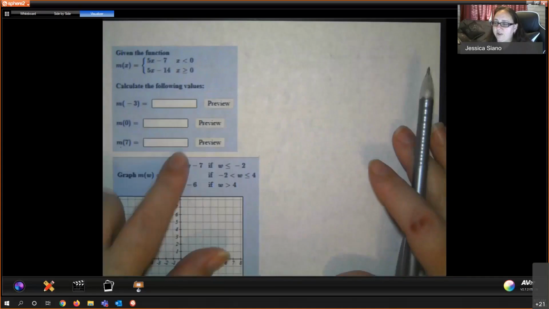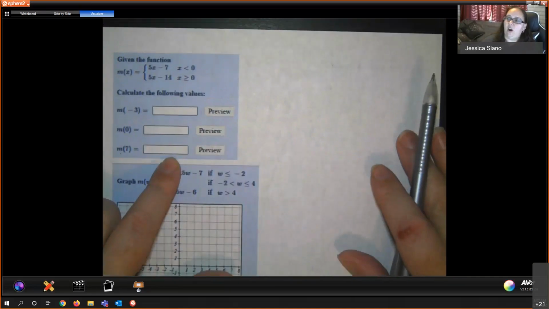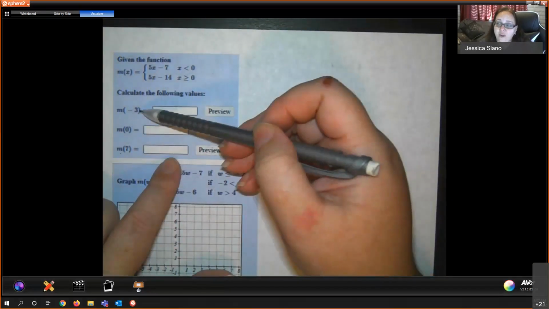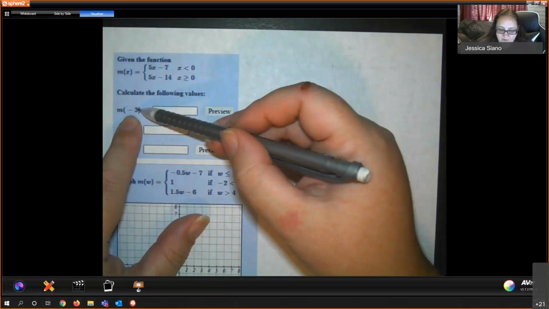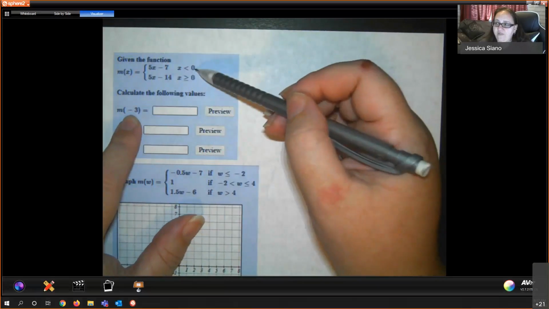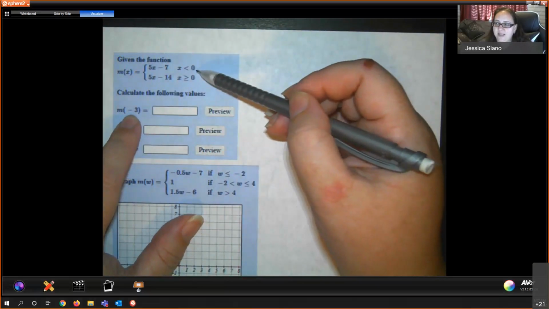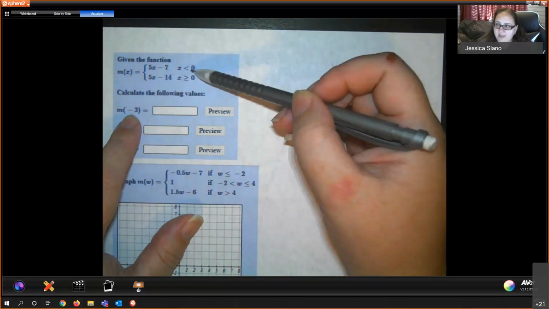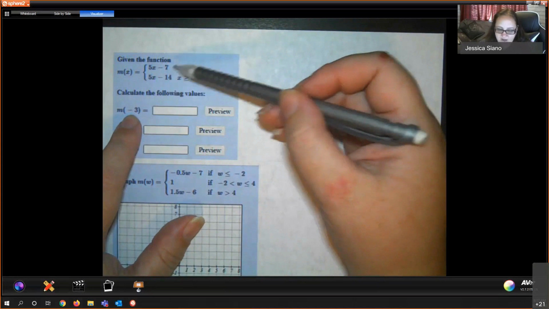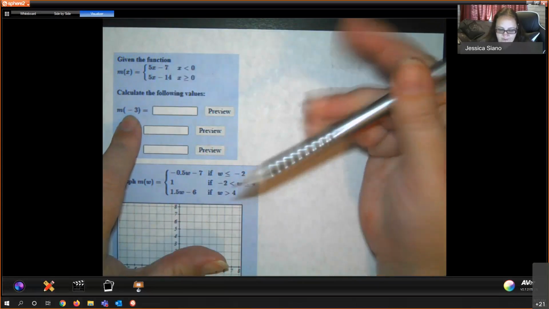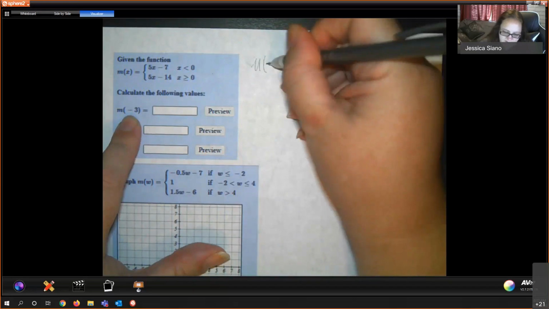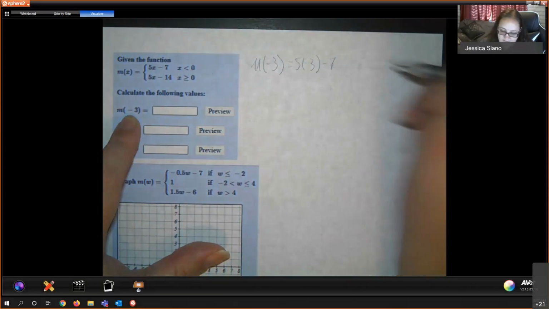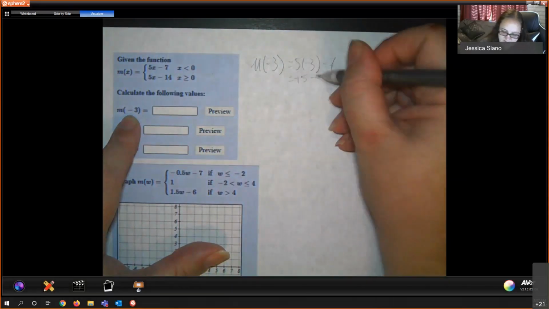Now, up here with a piecewise function, when we are evaluating, we would say, okay, m of -3. We have to decide which of these domains -3 fits in, because then that will tell us which function to use. So for example, -3 is less than 0. So when I plug in -3, I'm going to plug it in up here. It's going to be -15 minus 7.